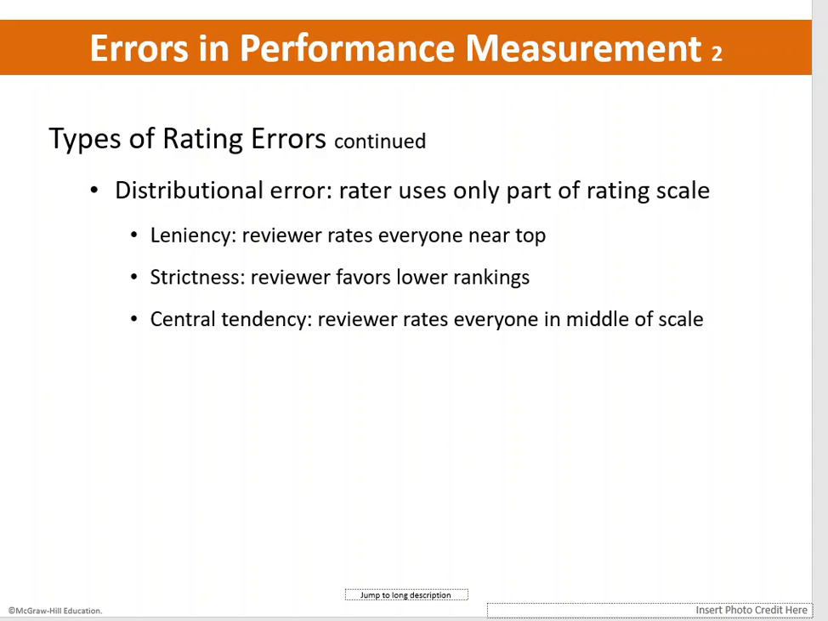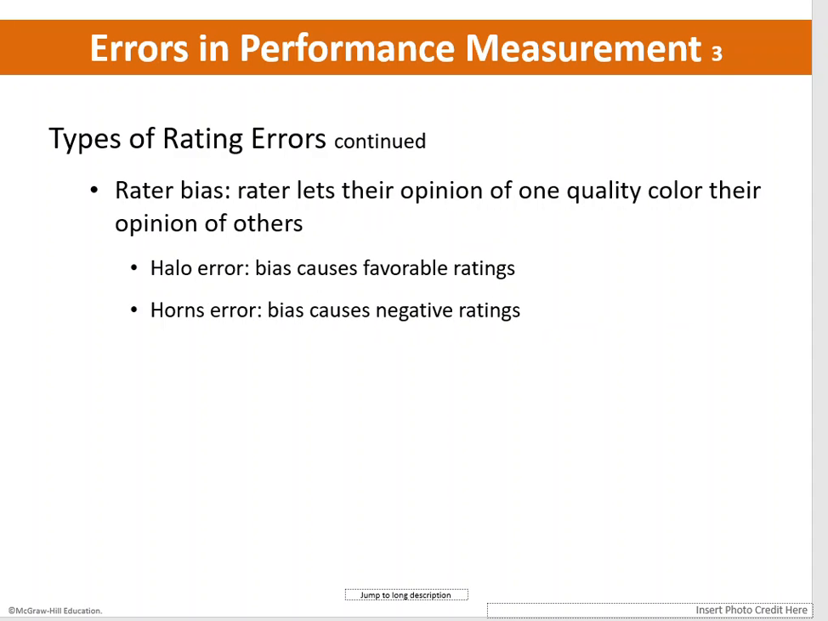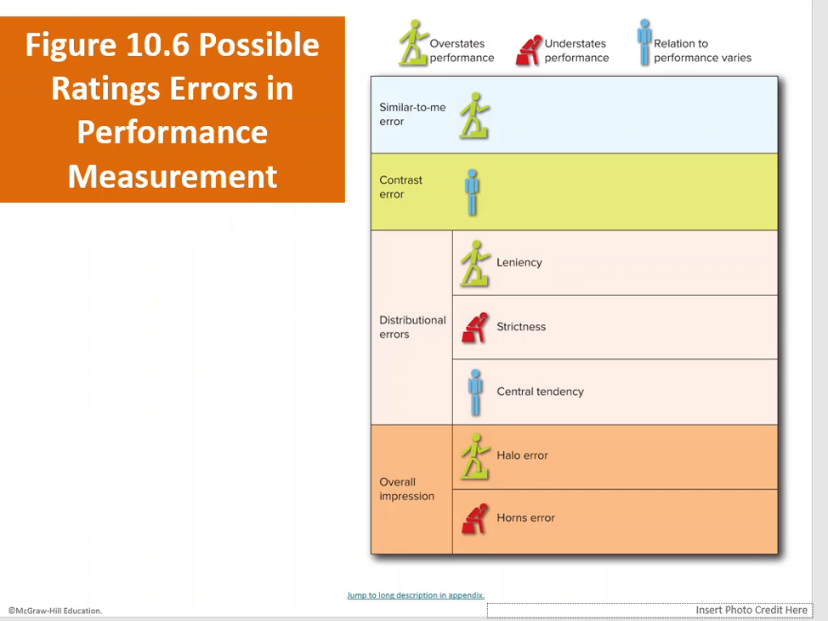Basically, everyone gets satisfactory. Another rating error is rater bias. The rater lets their opinion of one quality color their opinions of others. It could be the halo effect. The bias causes favorable ratings, or it could go the other way, the horns rating. The bias causes negative ratings.